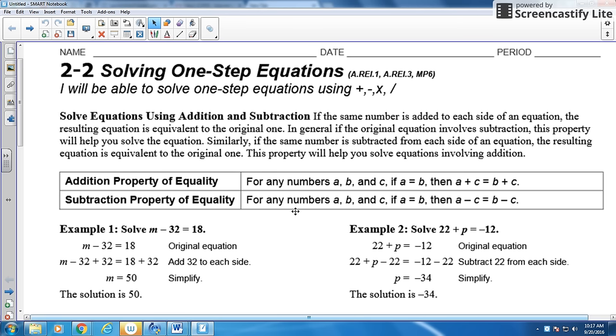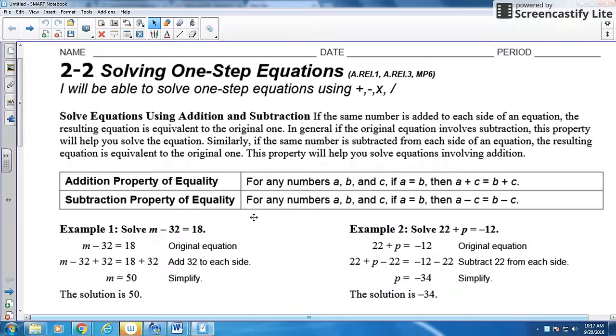Hi everyone. Today we're going to learn about solving one-step equations, and I'm hoping this is really just complete review for you because I'm pretty sure you learned how to solve equations last year. But it never hurts to refresh it, and we're going to take it one step farther.